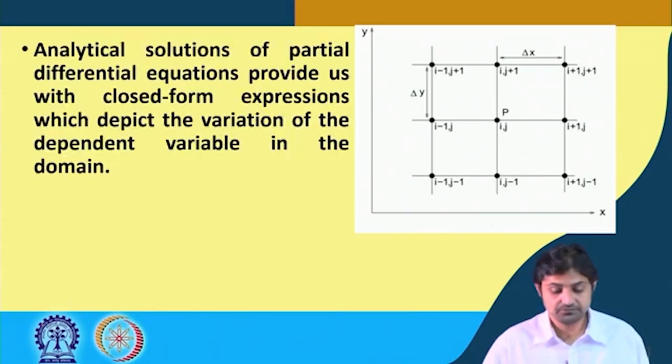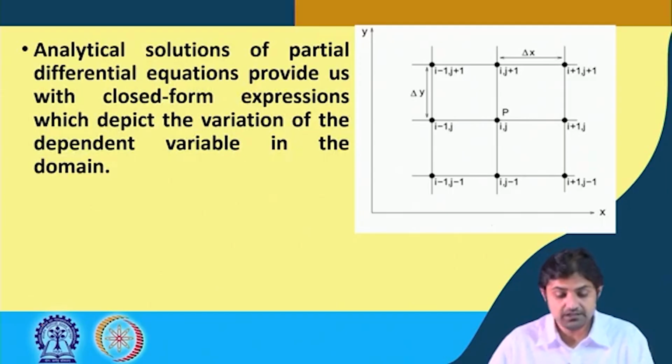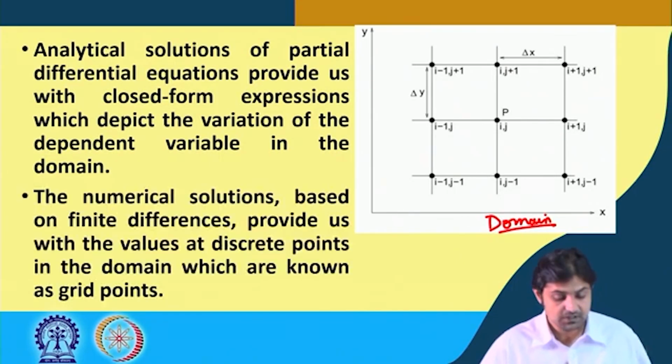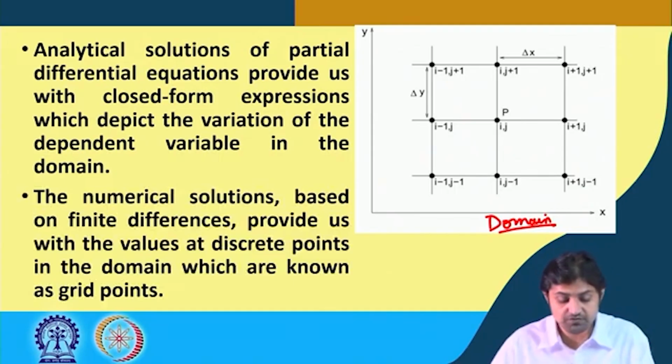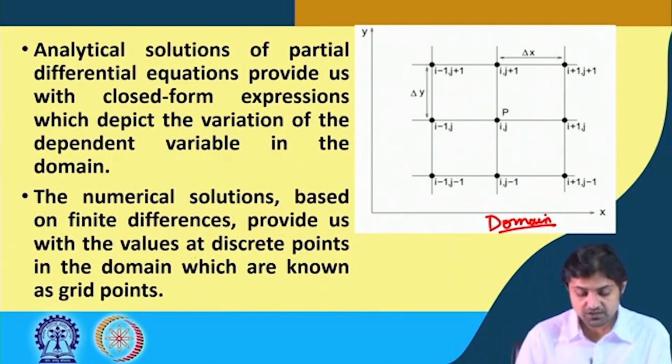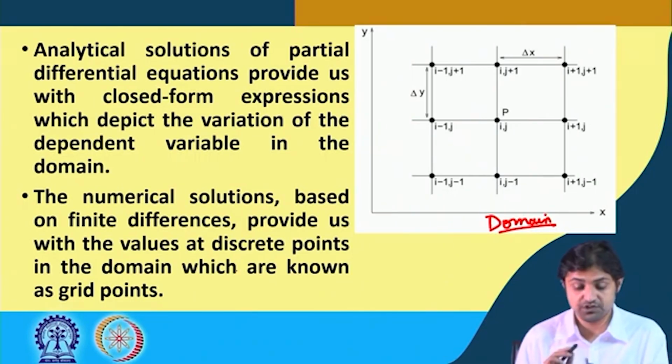The analytical solution of the partial differential equation provides us with closed form expressions which depict the variation of the independent variable in the domain. This is the domain here. And the numerical solution based on finite differences provides us with the values at discrete points in the domain, known as grid points. So, there is a difference between the analytical or mathematical solution and the numerical one.